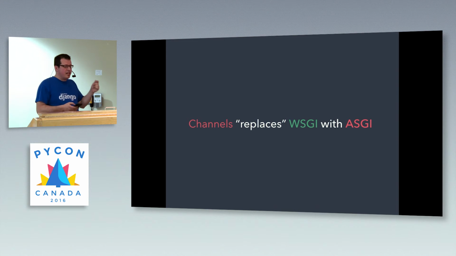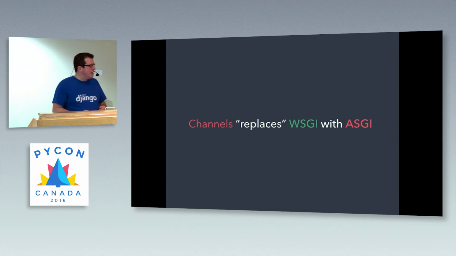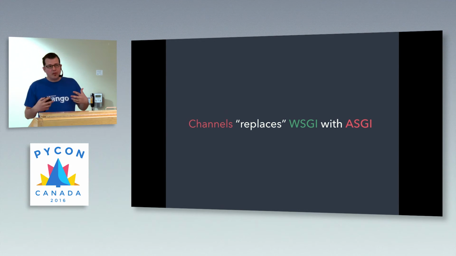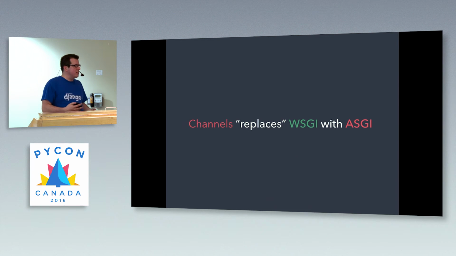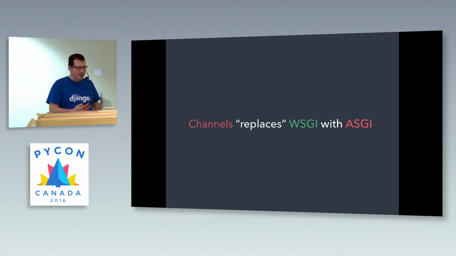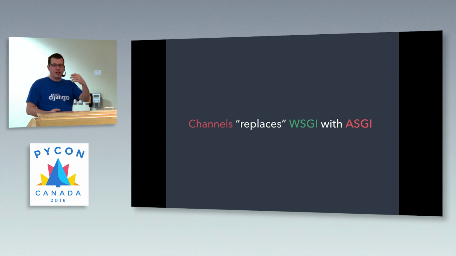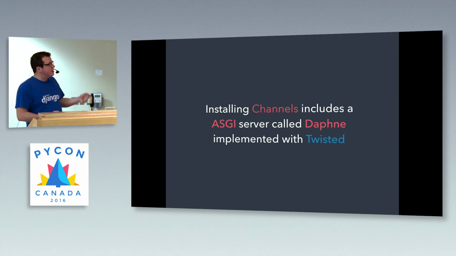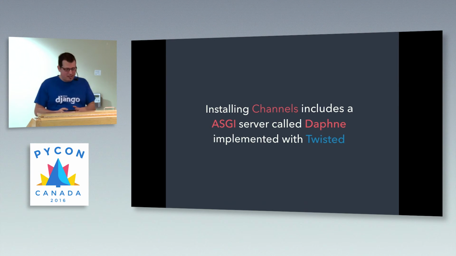As I mentioned before, Channels replaces WSGI with ASGI. I put "replaces" in quotes here because you can actually run them beside each other. If you're running in a high volume situation, that's the current recommended way to do it. You can have a WSGI server that handles your HTTP traffic and an ASGI server that handles WebSockets and other things like that. But if you're in a lower volume situation, the ASGI server can handle HTTP just fine. It's just not quite as optimized as the existing WSGI servers, though they are pre-1.0 and they do want to get there. Installing Channels includes an ASGI server called Daphne, which is implemented in Twisted.